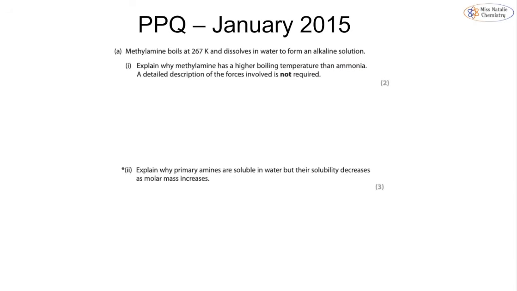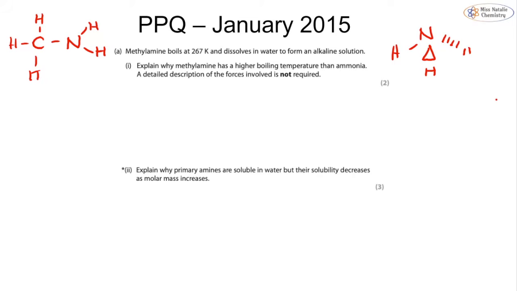So we're starting off by comparing methylamine, which boils at 267 Kelvin and dissolves in water to form an alkaline solution, and we're going to compare that to ammonia. Let's just remind ourselves of the two structures. We have methylamine versus ammonia. Both of them, of course, contain lone pairs on the nitrogen. So we want to be able to explain why methylamine has a higher boiling temperature than ammonia. We do not need to give a detailed description of the forces, but it is imperative that we discuss what forces are present.